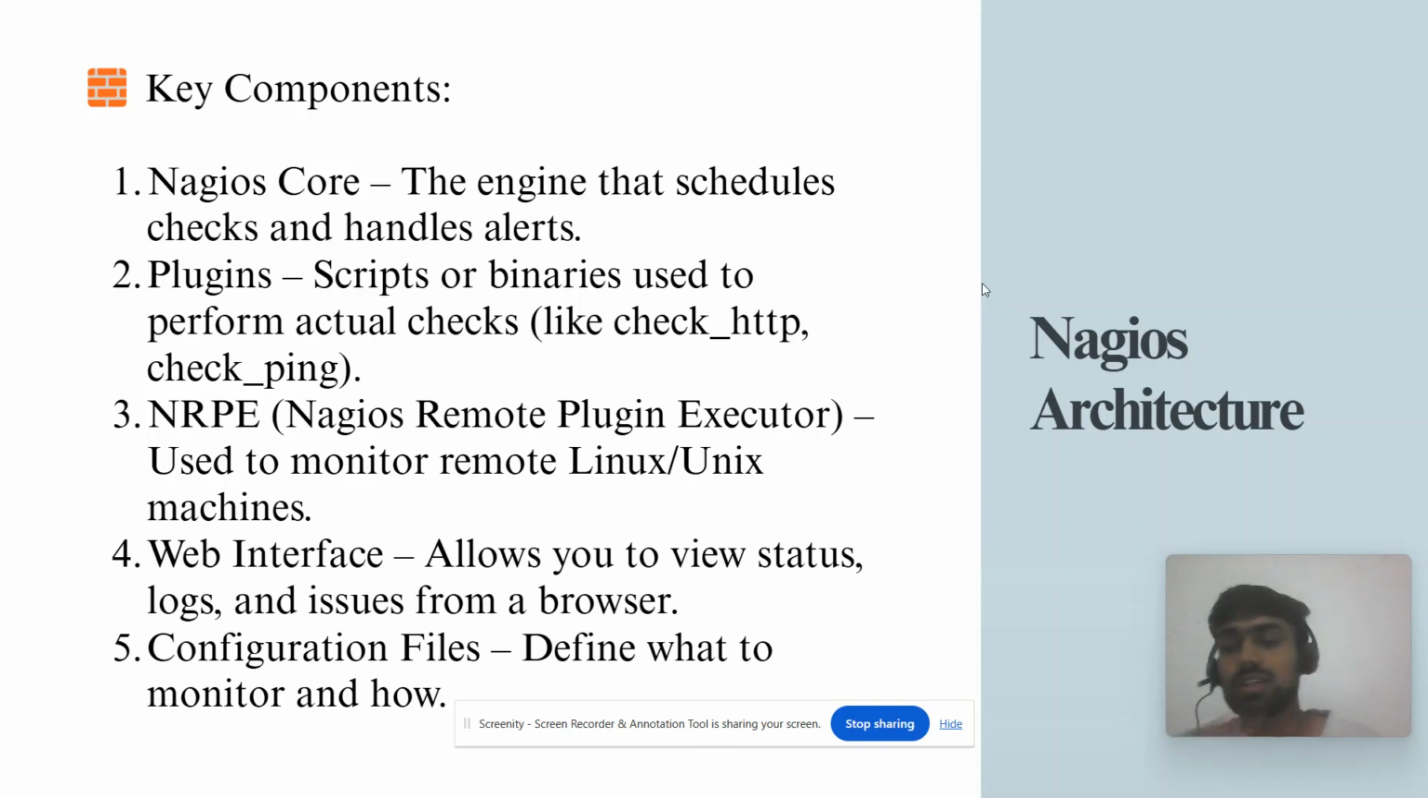Then there is NRPE. NRPE stands for Nagios Remote Plugin Executor. It is basically a remote plugin executor for checking remote Linux machines. It is used for Linux machines only. Then there is the Nagios web interface. It is used to view status, logs, and alerts in real time. Then there are some configuration files. In the coming slides, we will see these terms in detail. Configuration files are used to define what to do, what to check, when to check, and how to check.